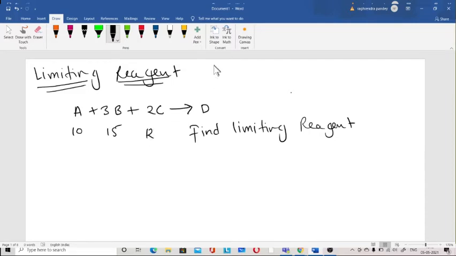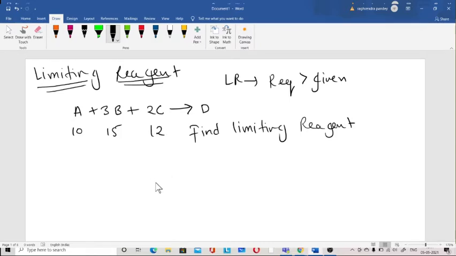So the definition of the limiting reagent will remain the same. The requirement should be greater than the given moles. Requirement you have to find. Given are 10, 15 and 12. Should write it clearly. It is your 12 moles.